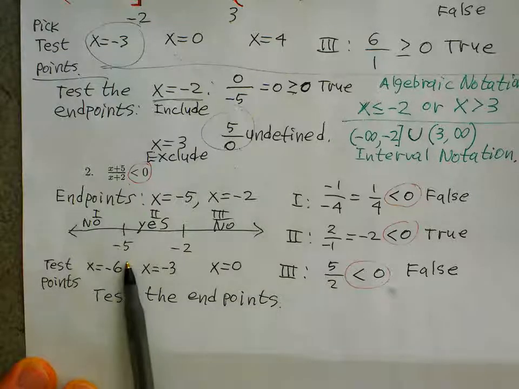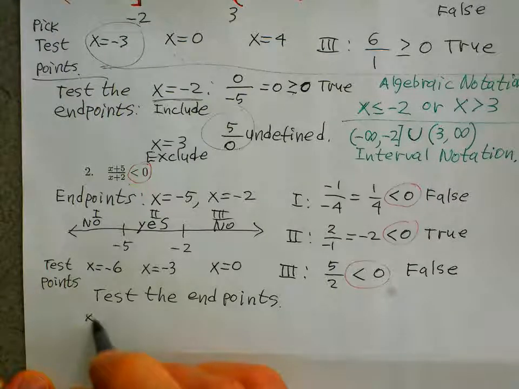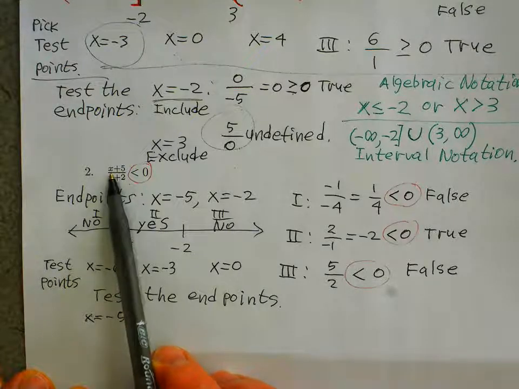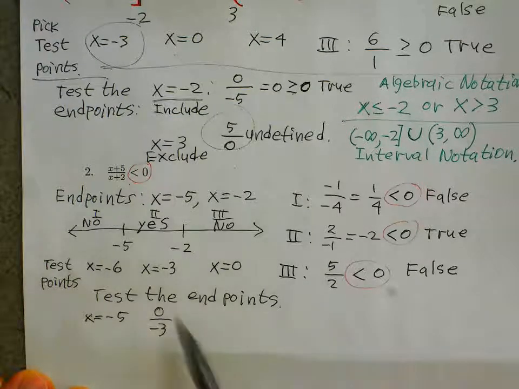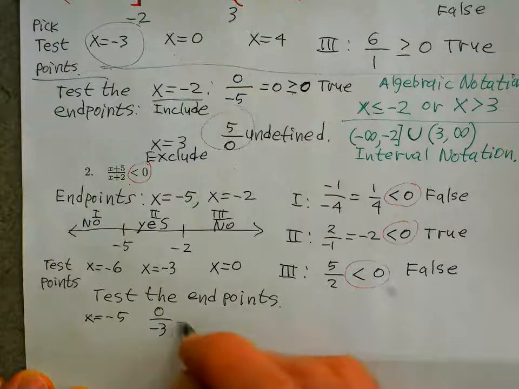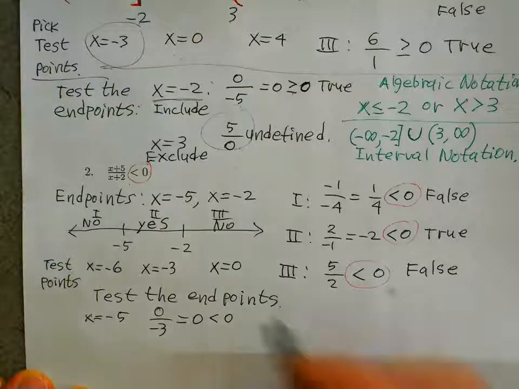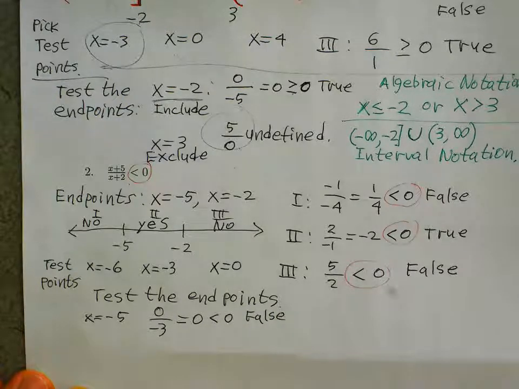One of the endpoints is -5. So we're testing -5. Replace every x with -5. In the numerator, -5 plus 5 is 0. In the denominator, -5 plus 2 is -3. 0 divided by -3 is 0, but the inequality is less than 0. 0 less than 0 is false. No number is less than itself, so we're excluding -5.